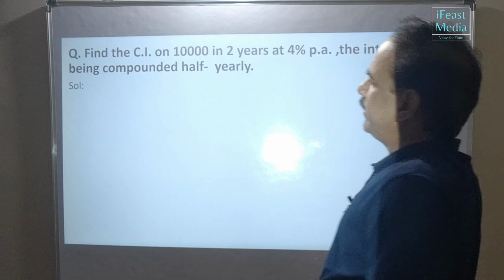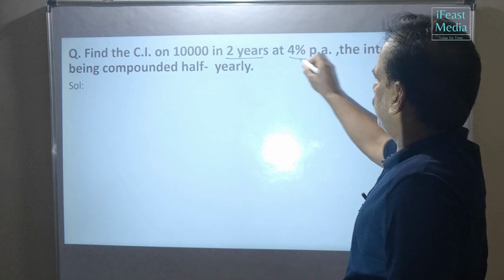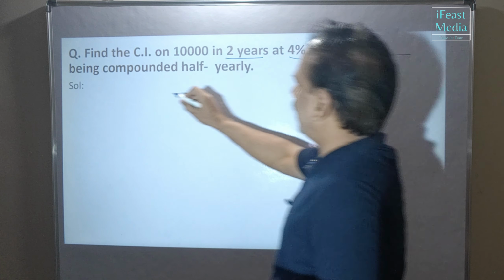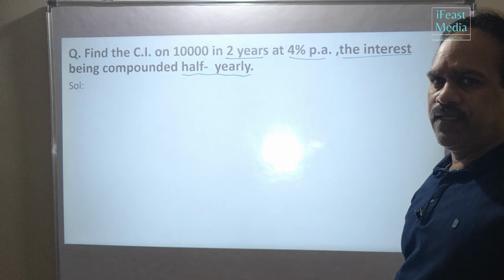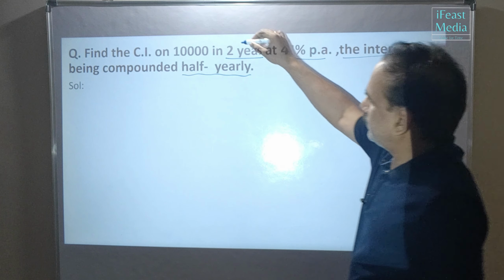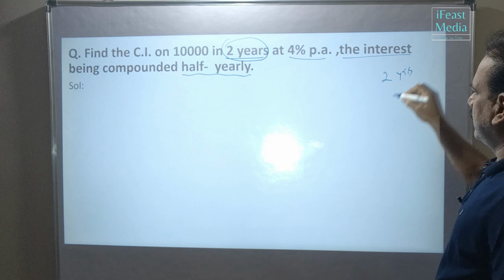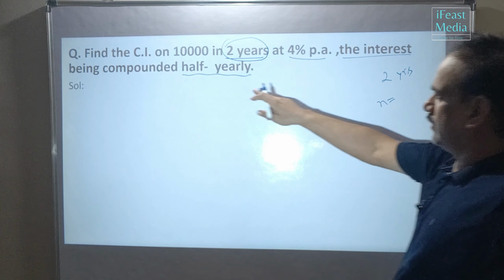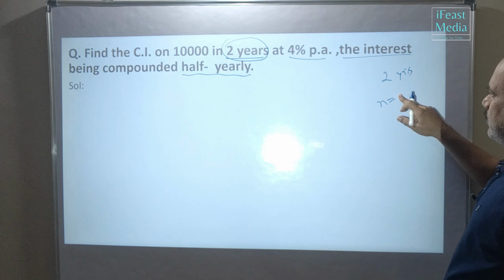Coming to this problem, find the compound interest on 10,000 in 2 years at 4% per annum, the interest being compounded half yearly. Half yearly means one time unit is half year. But what is the total tenure of the time? It is 2 years. So in 2 years, how many time units are there? One time unit is half year, so in 2 years, 4 half years are there. So n becomes 4, not 2.